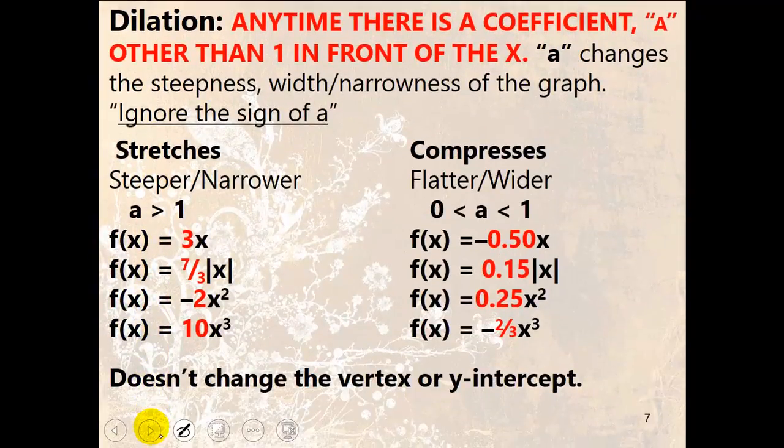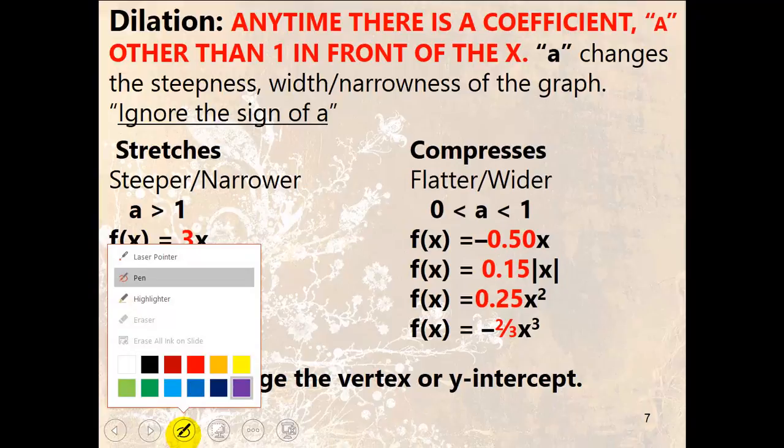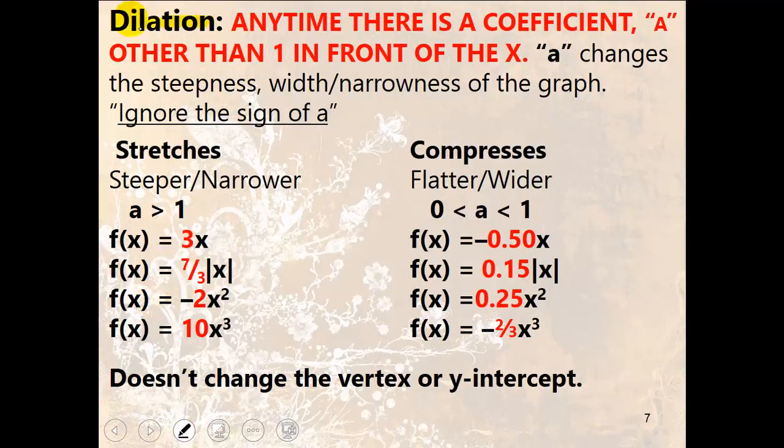The second transformation we're going to have is a dilation, okay? And this happens whenever there is a coefficient, we call it a, other than 1 in front of the x or the x squared or the x cubed, okay? This a changes the steepness, the width, the narrowness, but you have to remember, you ignore the sign of a because we already took care of that with the reflection. That's taken care of by the reflection.